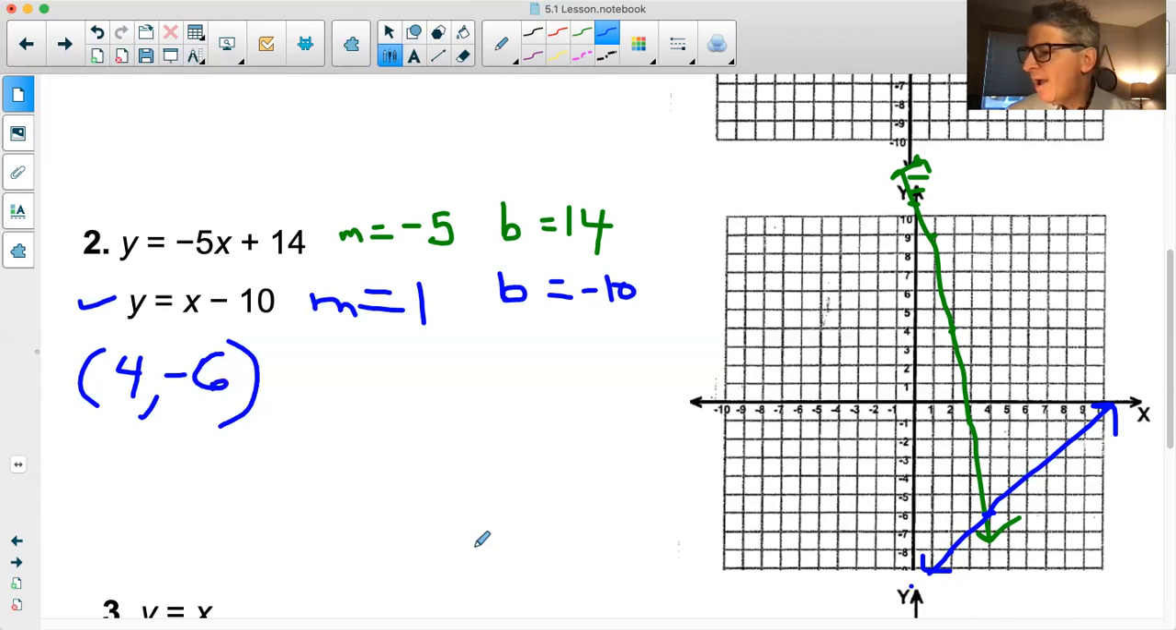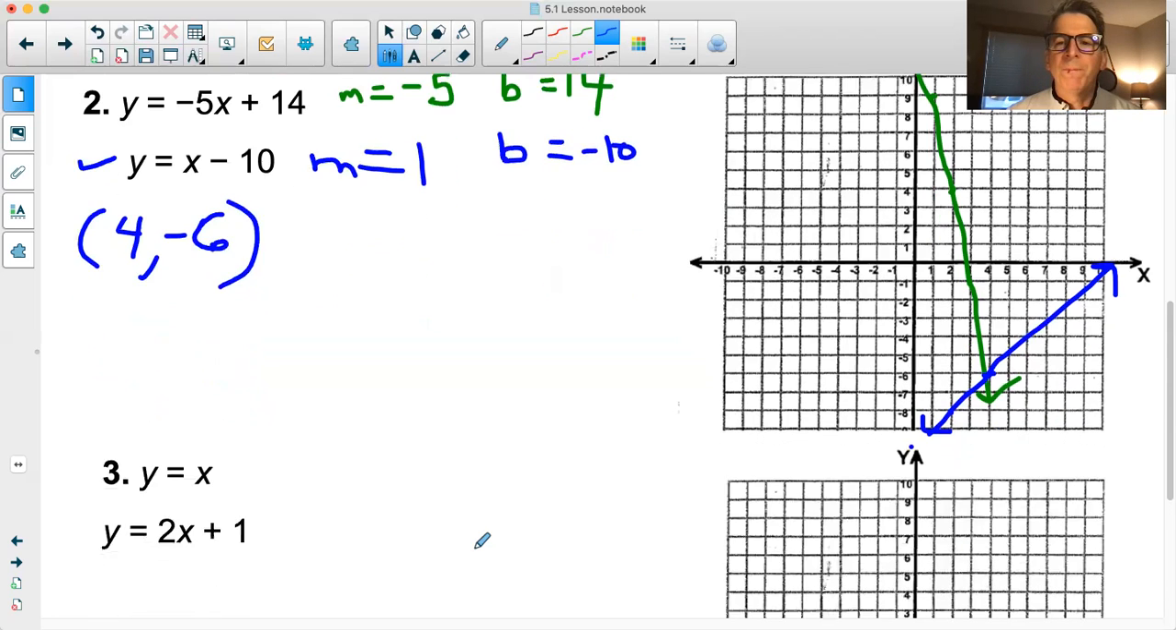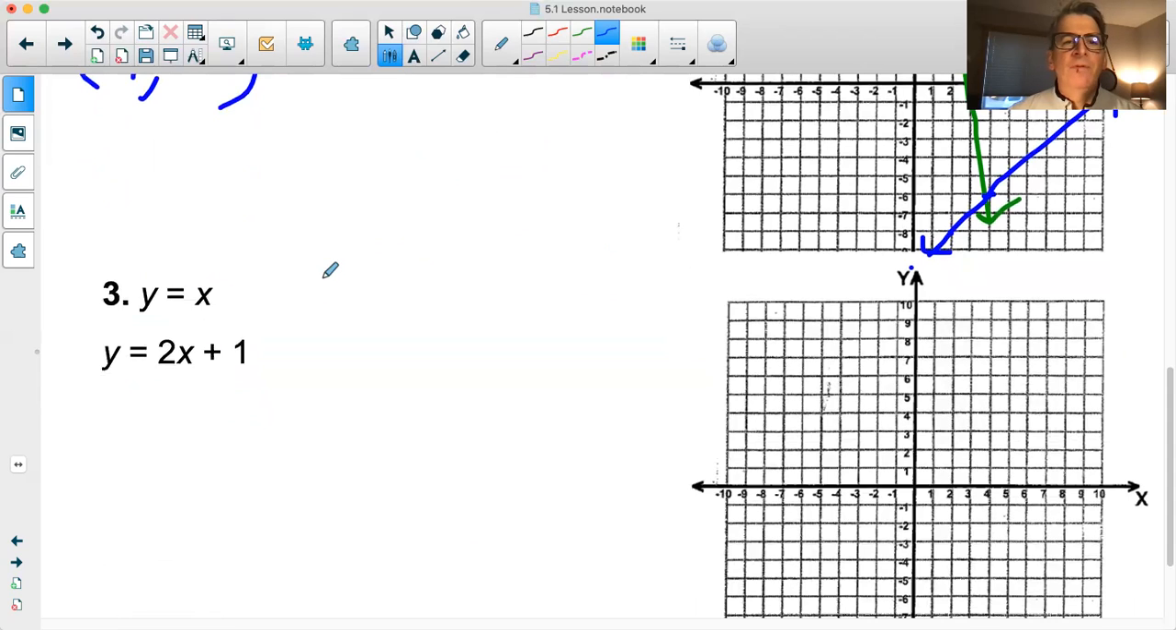Number 3, y equals x and y equals 2x plus 1. Okay, so this has a slope of 1 and an intercept at 0. Basically whatever x is, y is. So you've got this proportional relationship, goes through the origin, and it heads up like this.